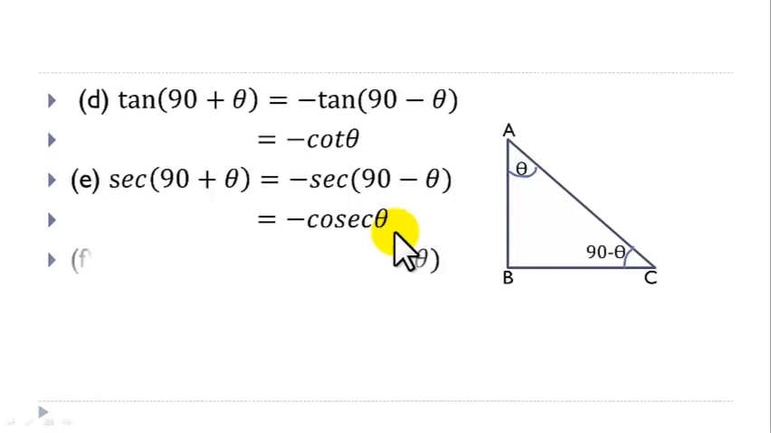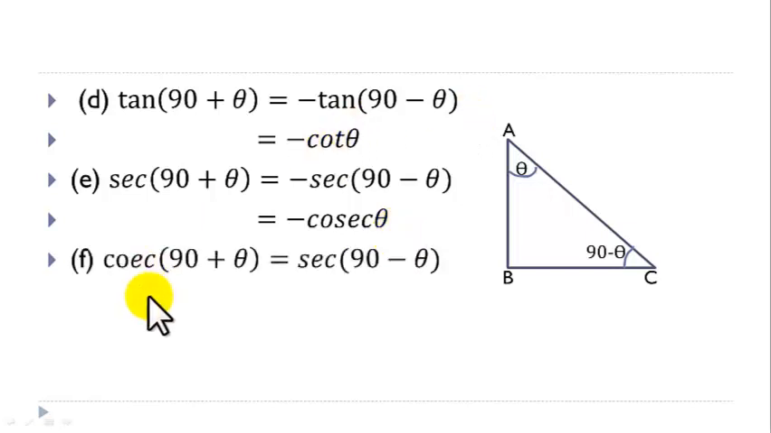And F. Cosec(90 plus theta) is equal to cosec(90 minus theta), since cosec is positive in the second quadrant. And in this triangle, cosec(90 minus theta) is equal to sec theta. So that ends the proofs of our identities.